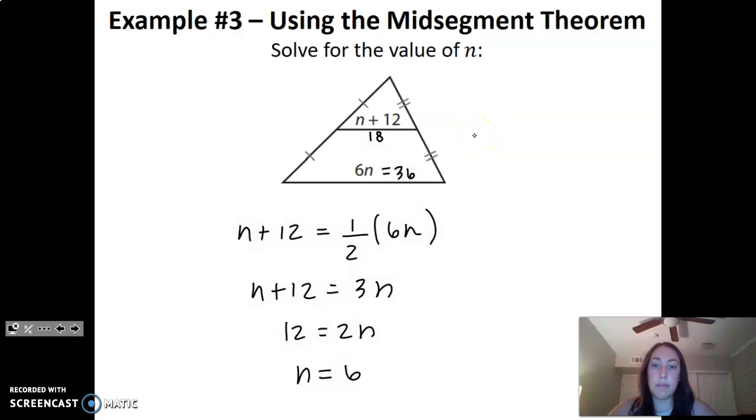All right, that's the end of midsegments. So you guys can work on your 8.4 homework on HMH, and then there is a Module 8 review worksheet for you to prepare for your quiz on Friday.